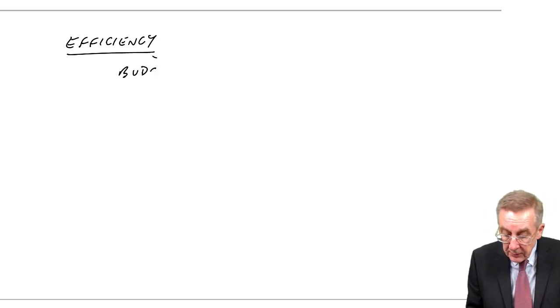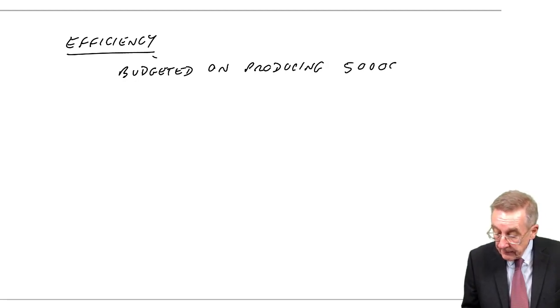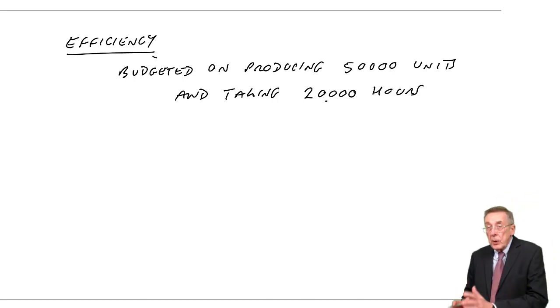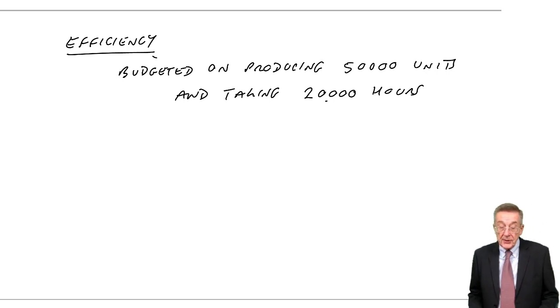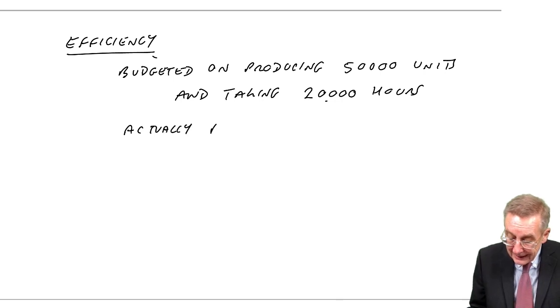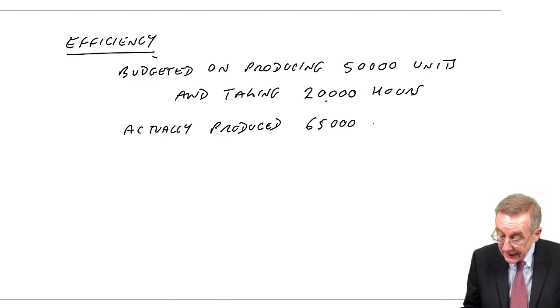Suppose I tell you we budgeted on producing 50,000 units and taking 20,000 hours. So that's what should happen. We should take 20,000 hours to produce 50,000 units. We actually produced 65,000 units and took 22,000 hours.